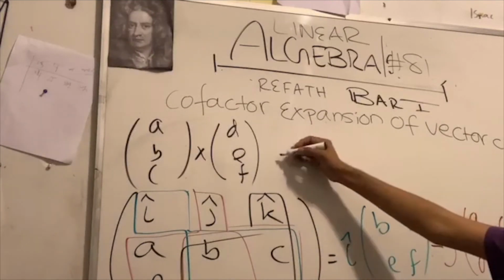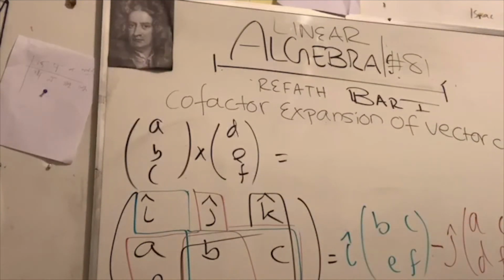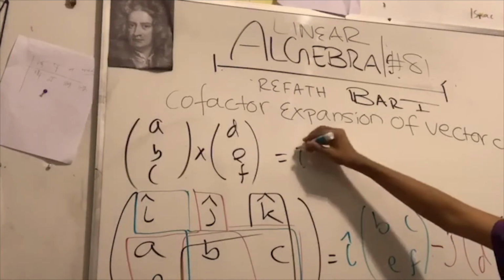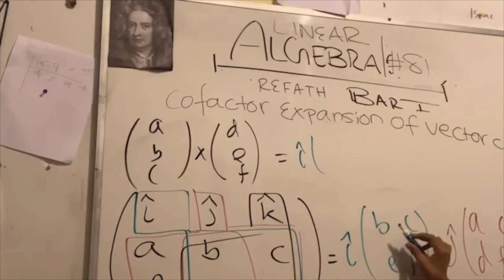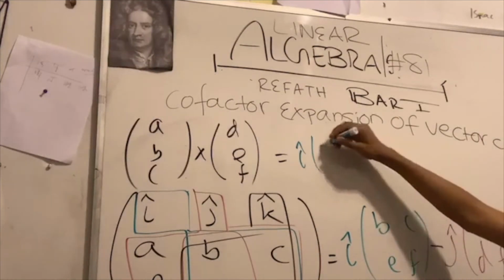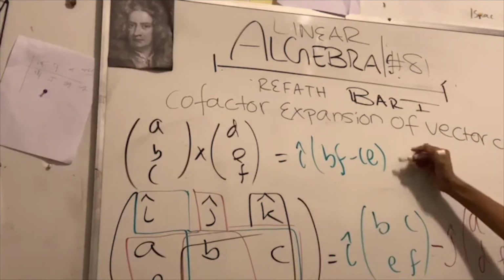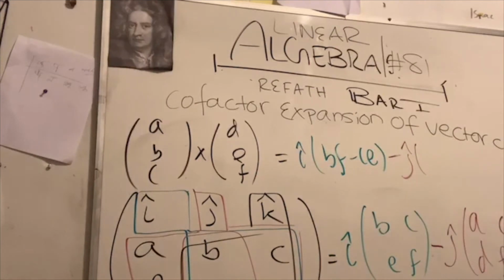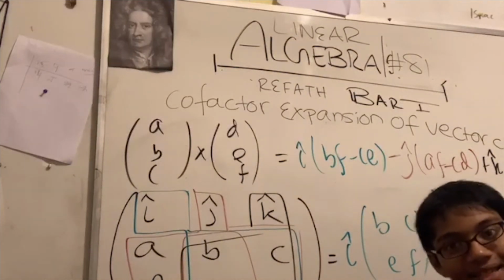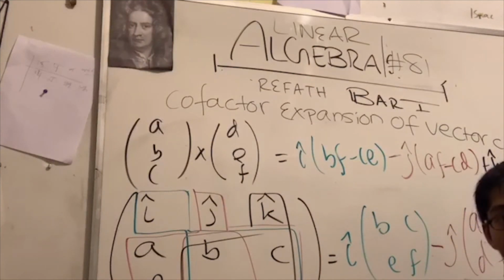Now we're ready to go ahead and actually expand this out, right? So let's go ahead and write this down. A, B, C cross D, E, F is simply going to be i hat times all of this. And what is all of this? Well, the determinant of a square matrix of order 2 is simply going to be BF minus CE. Likewise, we're going to perform the same operation on this square matrix of order 2, minus j hat times AF minus CD. And finally, for my last matrix, what I'm going to write is plus k hat times AE minus BD, folks, alright? And that is it. That is the formula for the cofactor expansion of vector cross products.